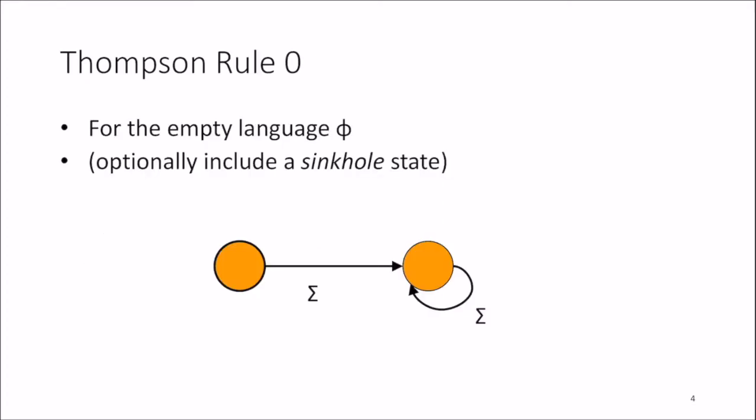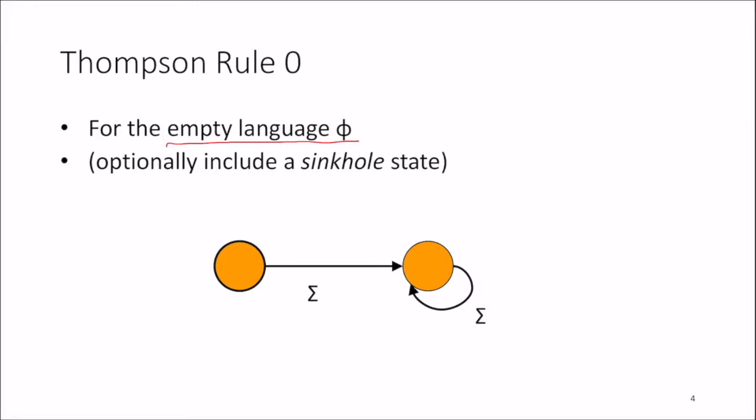Okay, so Thompson rule 0 is for the empty language. Essentially this accepts no strings. So it's just a base case. It's not particularly useful in practice because usually we want to accept something. We don't really have tokens that define the empty language.